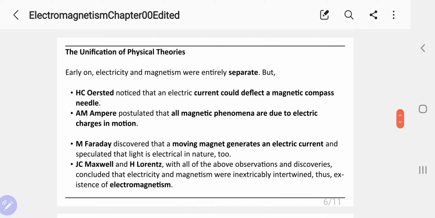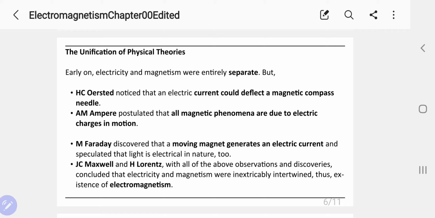There were attempts to unify all the forces: the strong force, the electromagnetic force, the weak force, and the gravitational force. But only some of these were unified or combined. Before, electricity was electricity and magnetism was magnetism, but now we study electricity and magnetism together, and we call it electromagnetism.